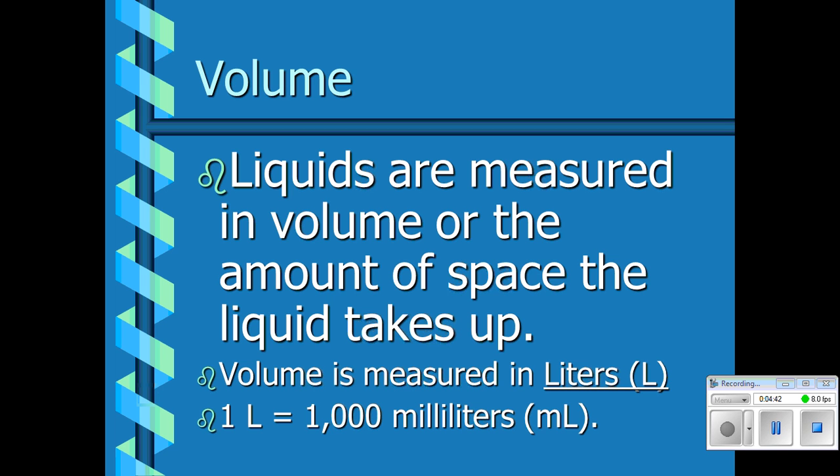Volume. Liquids are measured in volume, or the amount of space the liquid takes up. Volume is measured in liters. That's the base unit for volume. 1 liter equals 1,000 milliliters. Milli is actually small units. So many, many, many milliliters make up 1 liter. You have 1,000 milliliters to give you a whole liter.